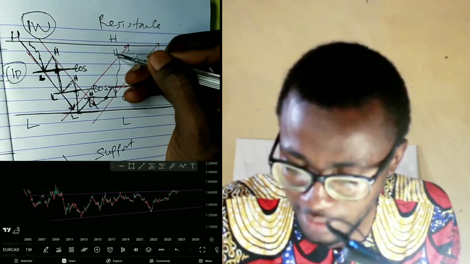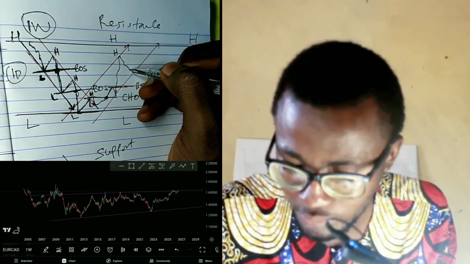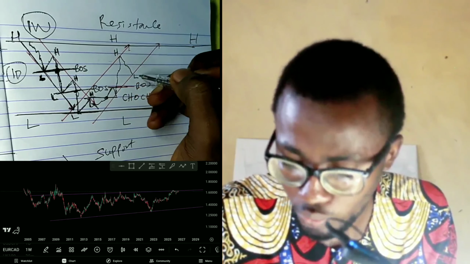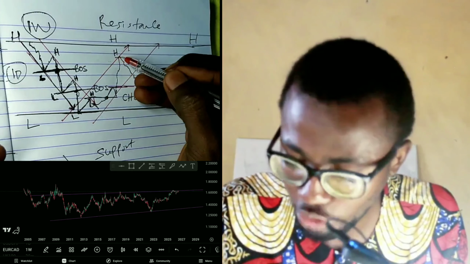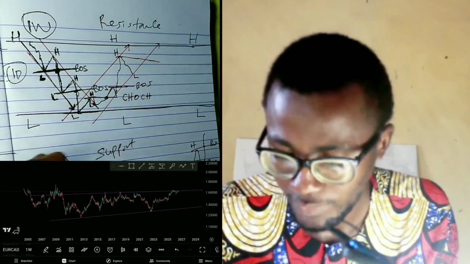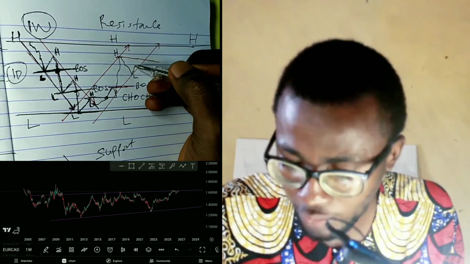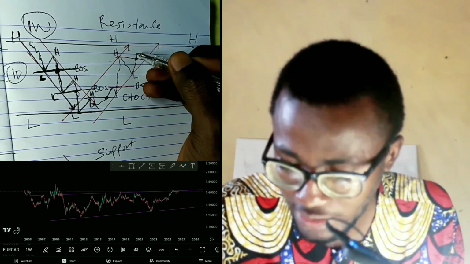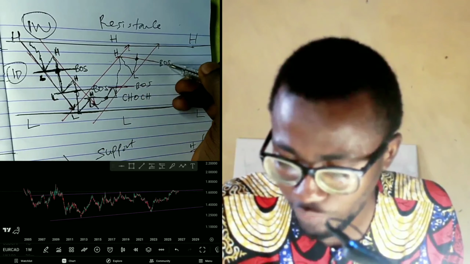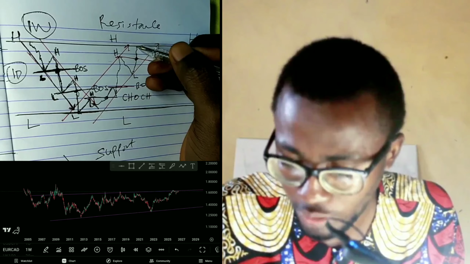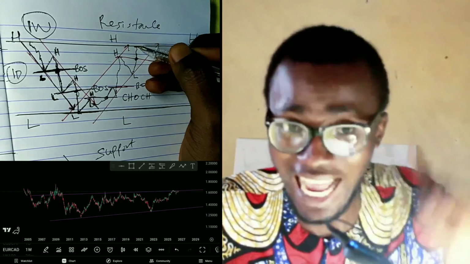Then as it came up, this is a high. It came back down, this is a low. So in this high, take note of this high. Now, as it came back up and broke this high, it's called what? Break of structure. Now it came up and touched this high in the higher time frame.